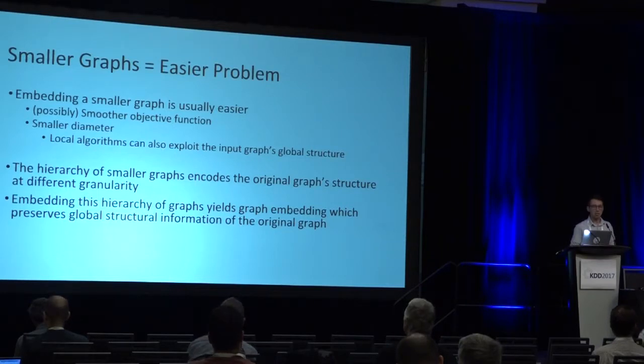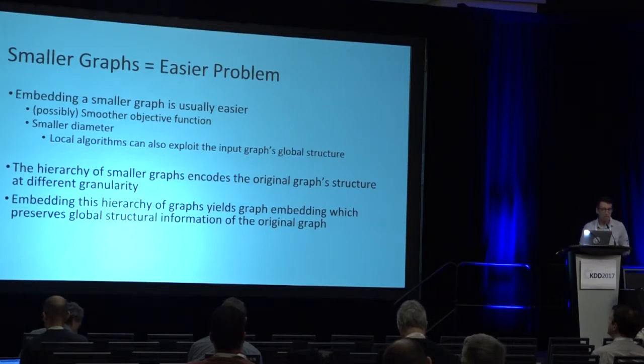Well, embedding a smaller graph is usually easier, and I'm sure you can come up with counterexamples. But there's a possibly smoother objective function. Basically, you have fewer pieces that you need to put in the right place. The graphs have smaller diameter, so their global dependencies can be modeled by local algorithms. And those two things together do a pretty good job of delivering global structure.